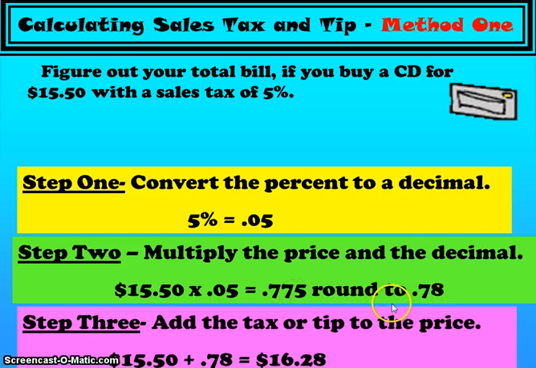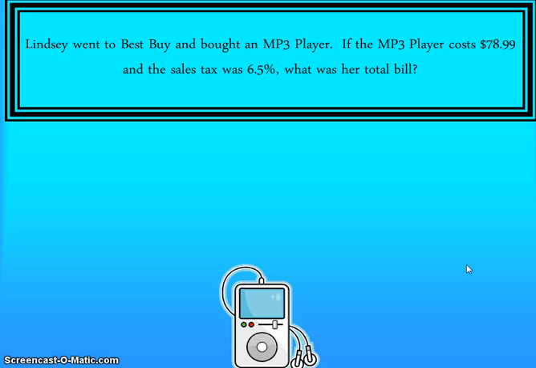And step 3, we found what 5% of 1550 was, which was 78 cents. So we know that the tax is 78 cents, so now we add it to the original price, because when we buy something, it's the price of the unit plus the sales tax. So the price of the unit was $15.50, and we're going to add our 78 cents sales tax, and we get a total of $16.28 for the CD.